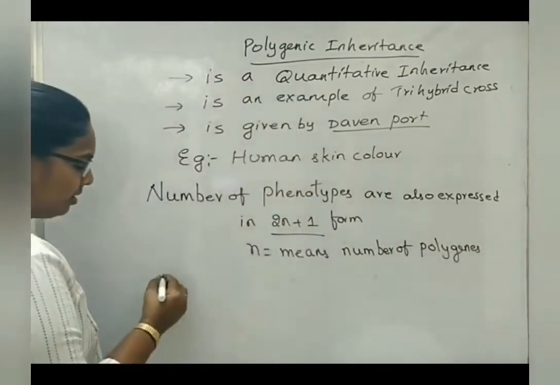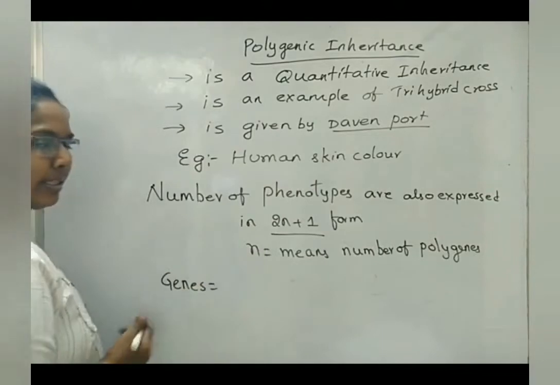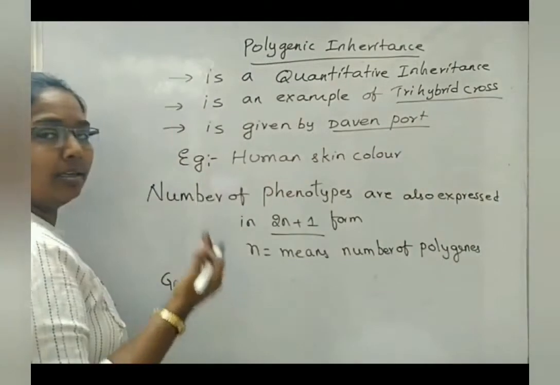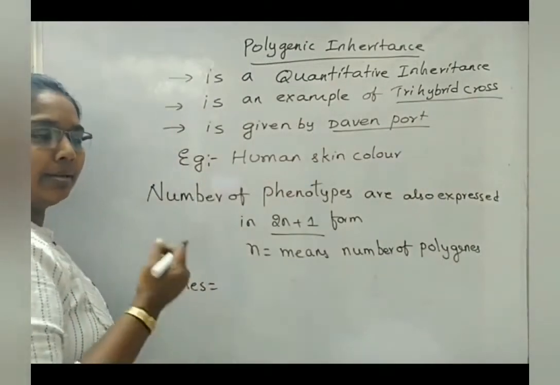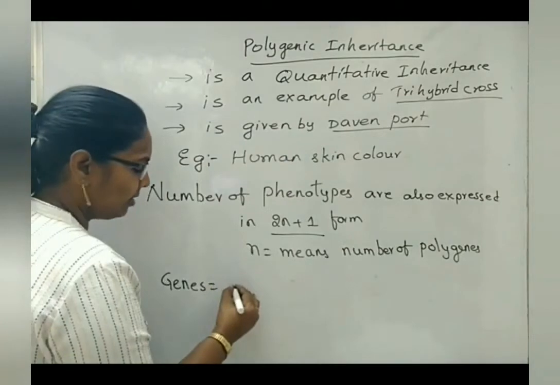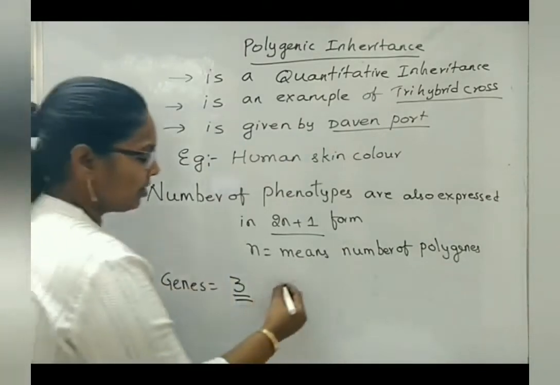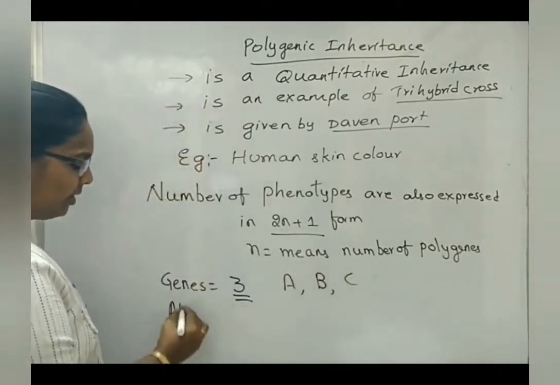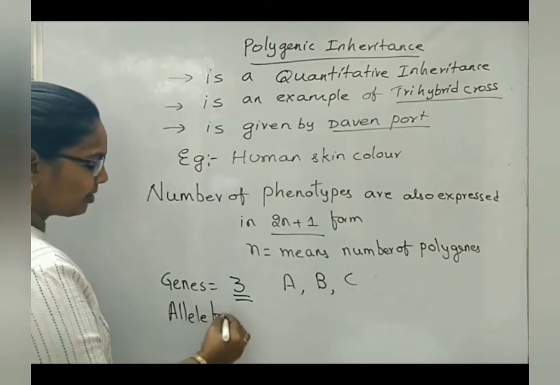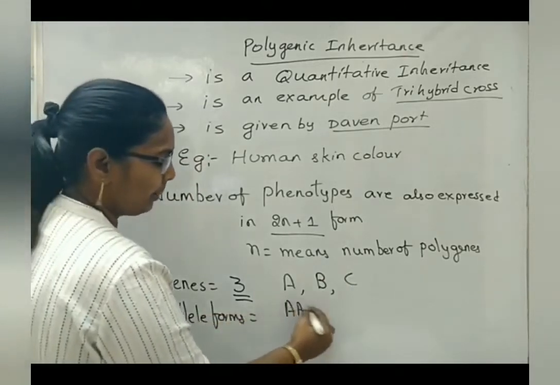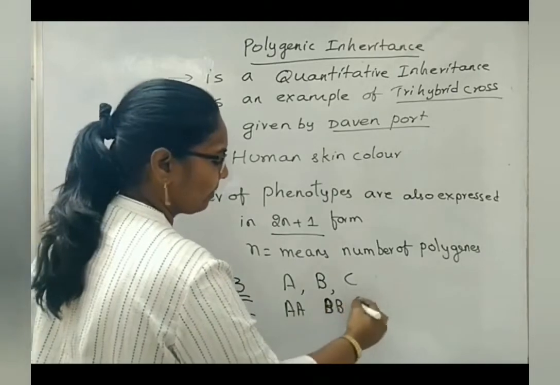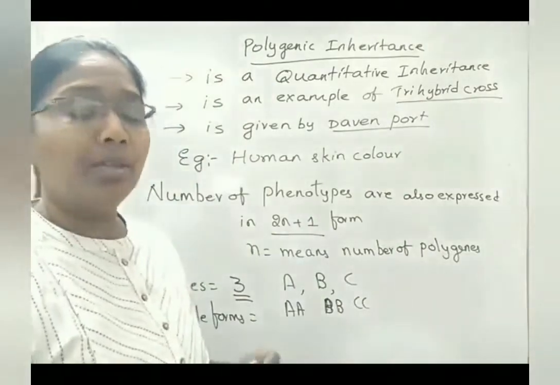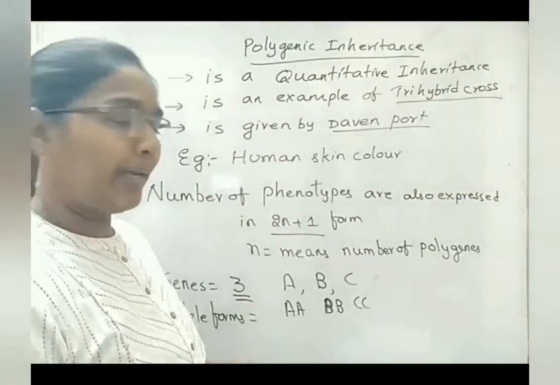Now, genes are responsible for human skin color. Since it is a trihybrid type of cross, there will be 3 different characters expressed by 3 different types of genes. Genes are 3. What are those? One type, another type and another type. Now, these genes are expressed in allele forms, so we should write them like pairs, like this.